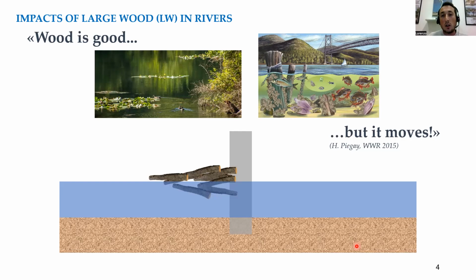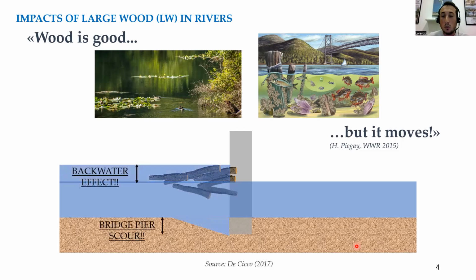Once we have this accumulation, what are the results? First of all, we have a backwater effect that induces higher water levels in the upstream part of the river, and also the accumulation of wood at the bridge piers increases the scour at the bottom of the river. So for these reasons, we have to consider the presence of these elements of large wood in our simulations and our projects.